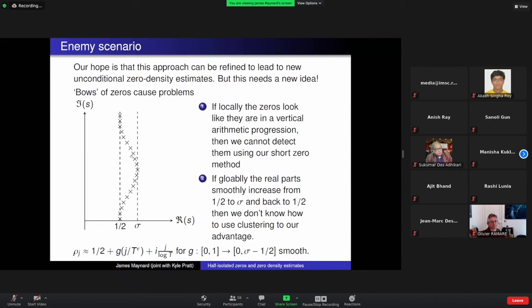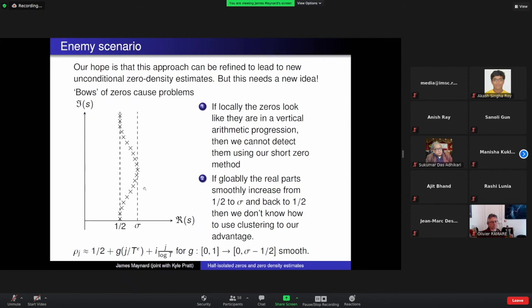But then globally, because these zeros are somehow connected to zeros on the half line, we can't use the clustering techniques that we're able to exploit in other situations. And this means that we don't have more global ways of exploiting these situations. And so somehow it doesn't work on either the local side or the global side. And so both of the two techniques that we're using to get these improvements fail to work in this situation.